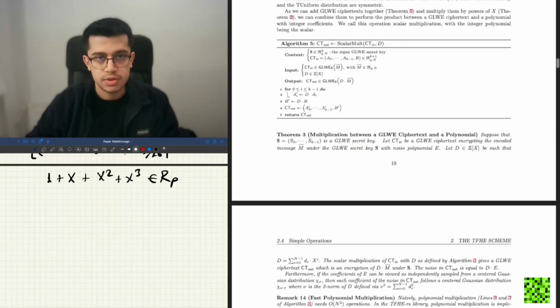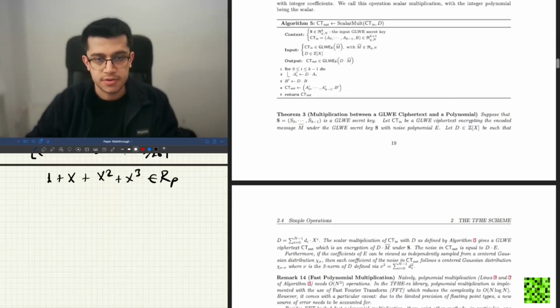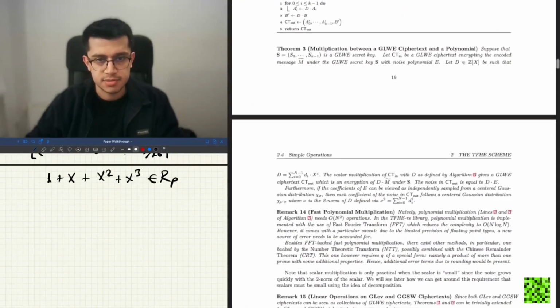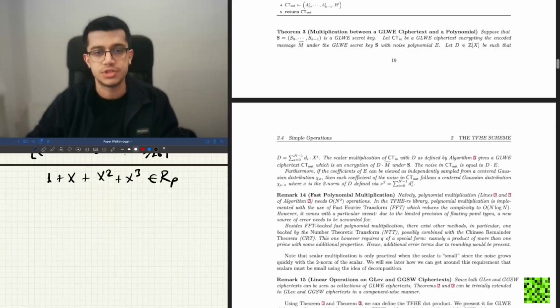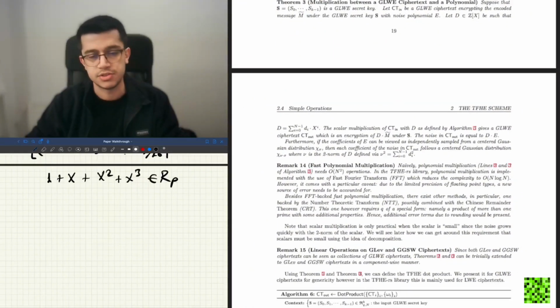So let's see what we're going to cover in the upcoming episode. Fast polynomial multiplication, and linear operations on GLWE and GGSW ciphertexts. As I mentioned in the earlier part of the video, the operations on these ciphertexts will be again straightforward, but more calculation heavy because of the morphology of these ciphertexts compared to GLWE ones. And then we will continue with the homomorphic dot product.